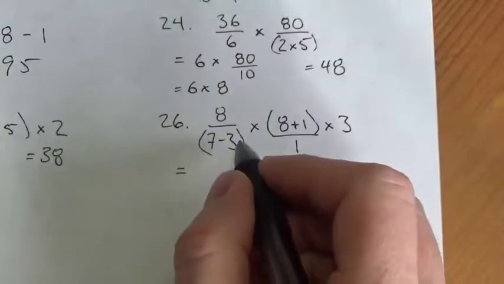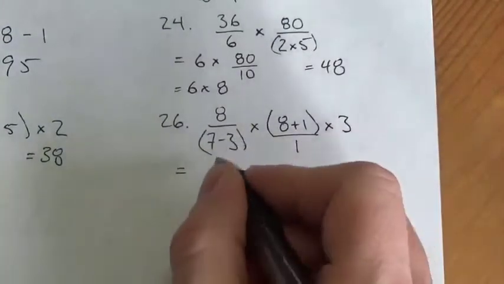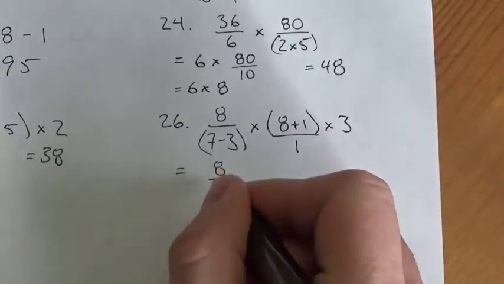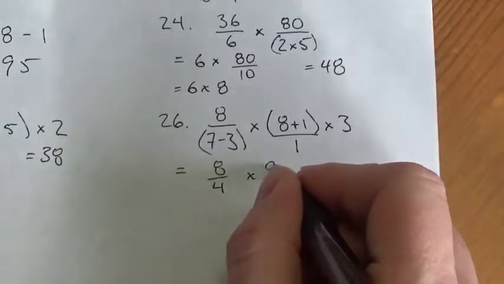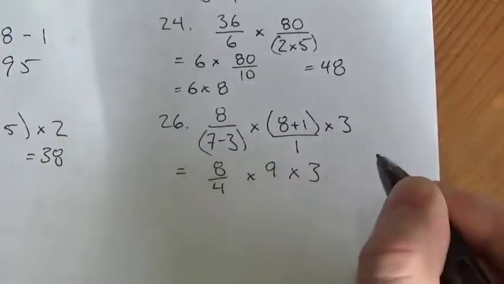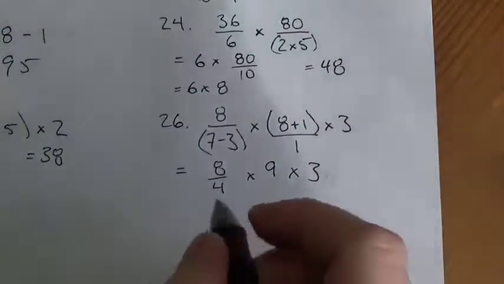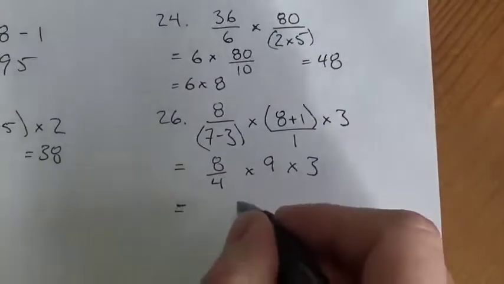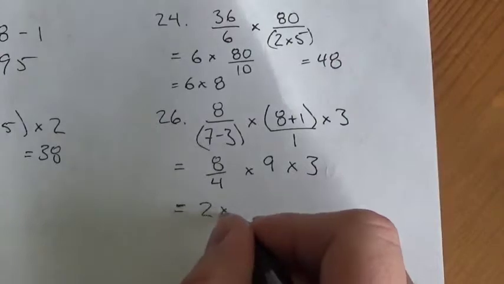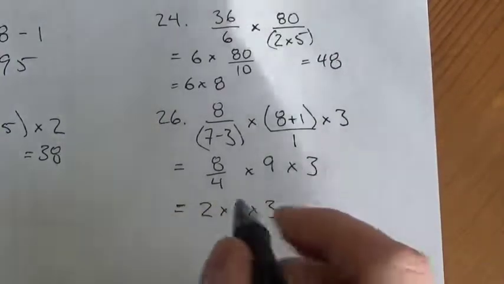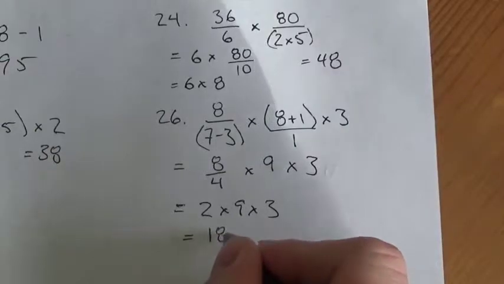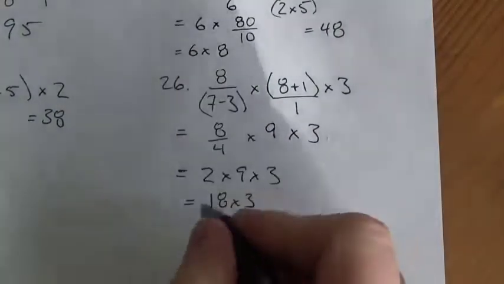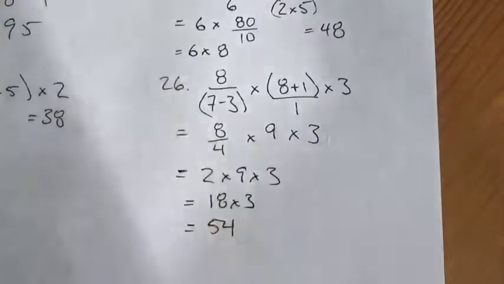But I'm actually going to probably do this in order here. I'm going to do what's in the parentheses first. 8 divided by 4 multiplied by 8 plus 1 is 9, times 3 here. All right. So 8 divided by 4 is 2. Okay. 2 times 9 is 18. And 18 times 3 is going to be 54.